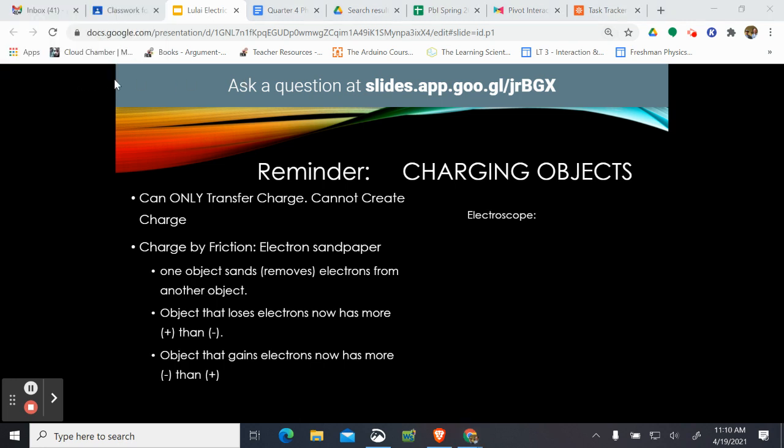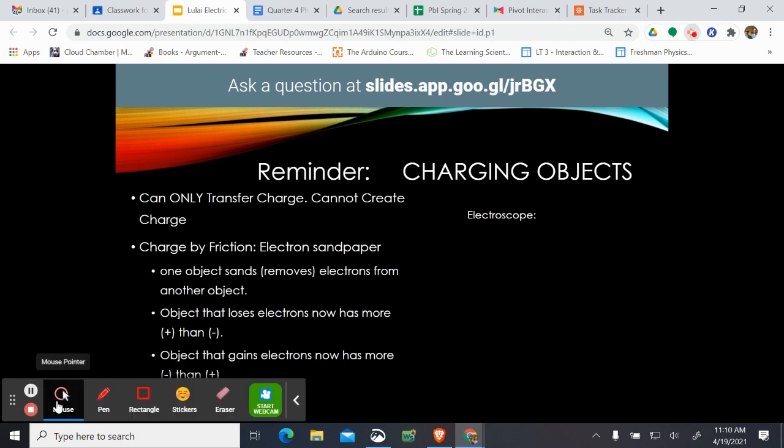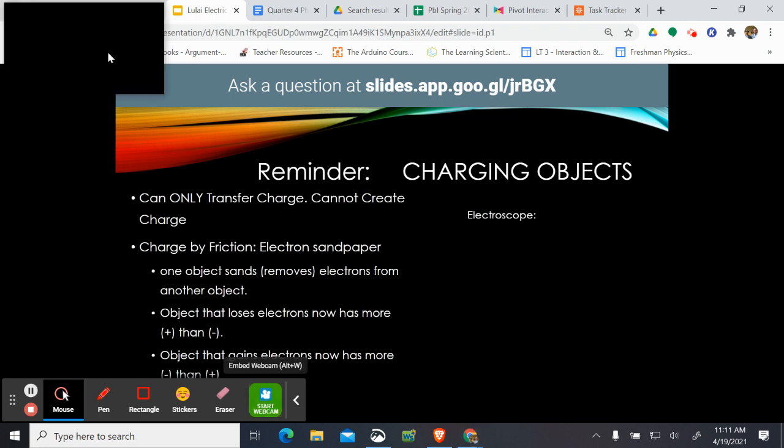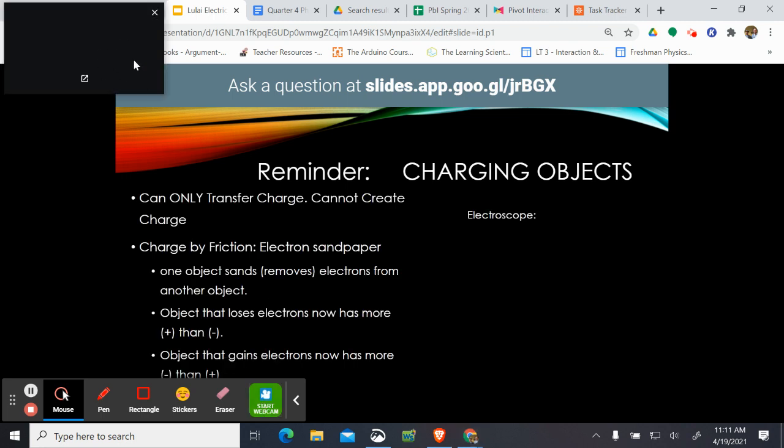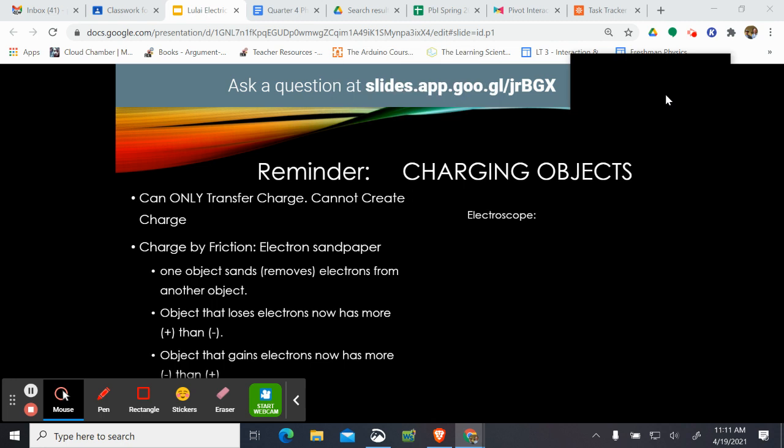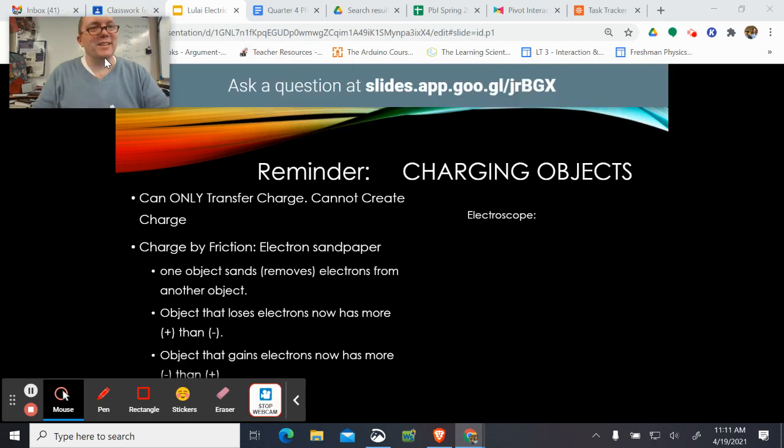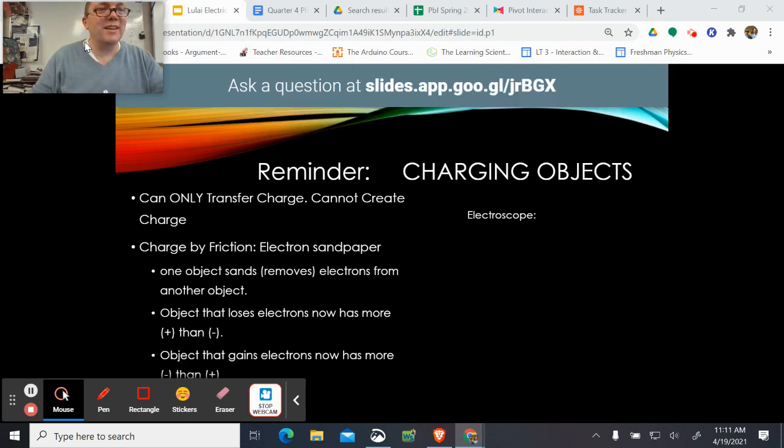Let me make that, nope, that's not what I wanted to do at all. I just got rid of the camera from the recording. Sorry, guys. I don't know how to bring that back. Start webcam. There. Hey, the webcam part is back. All right.